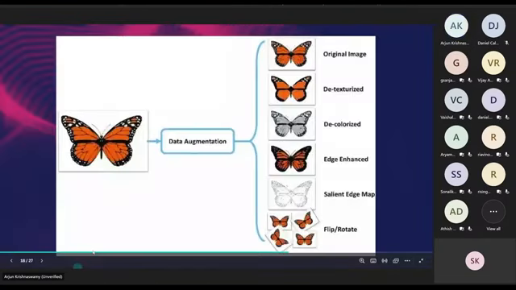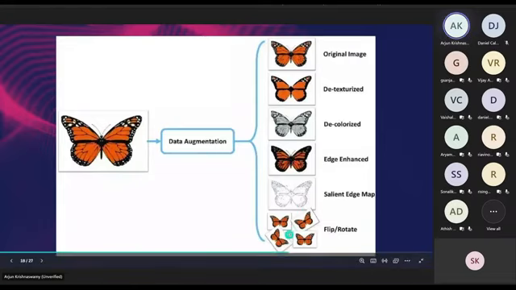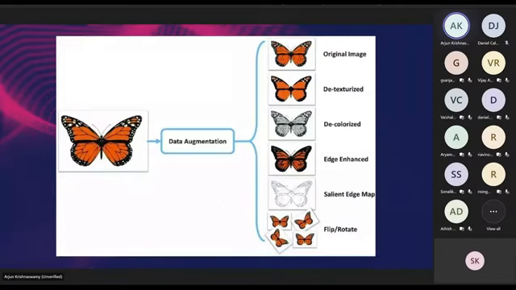This is a good pictorial representation of how data augmentation works. Deep, intricate details are lost, decolorize, edge enhanced, so all these edges are darker. Then salient map, flip, rotate, crop. So many ways. You can generate hundreds of images out of one image. That will help improve your model's performance. That is one way of modifying the sampling method.